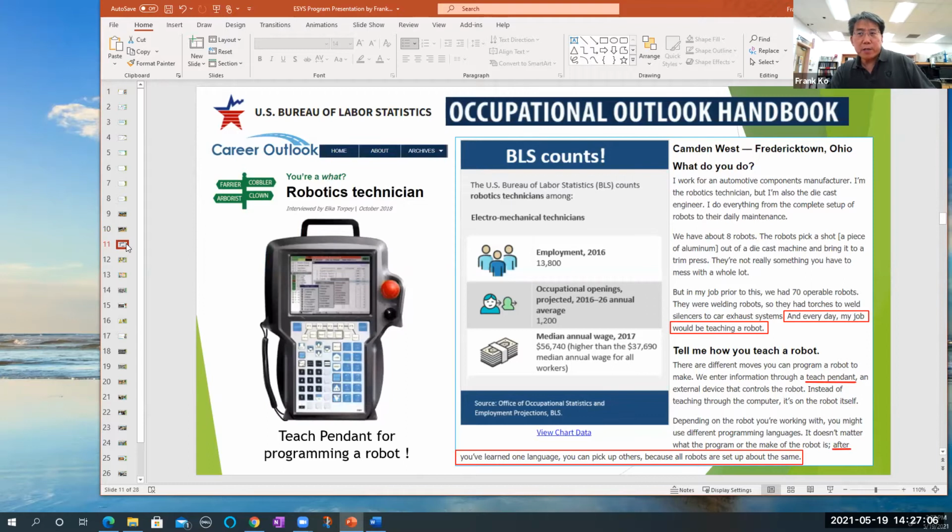This is particularly interesting, the Occupational Outlook Handbook from the U.S. Bureau of Labor Statistics. I pulled this one out on robotics technician. And what's interesting here is if we take a look at the comments of an individual, what do you do as a robotics technician? He puts down, well, every day my job is to teach a robot. You teach a robot to do certain skills, to do certain tasks.